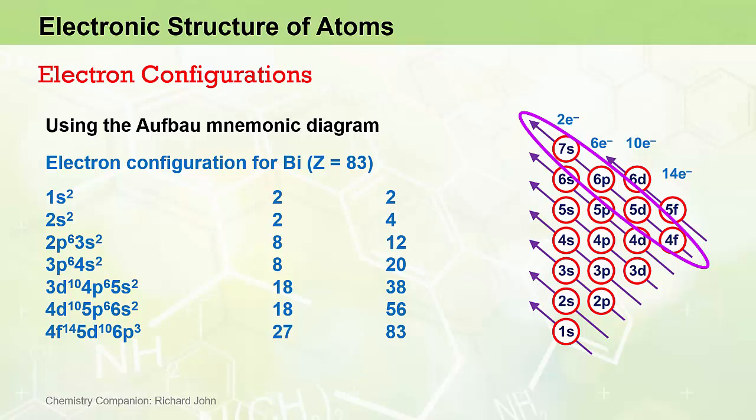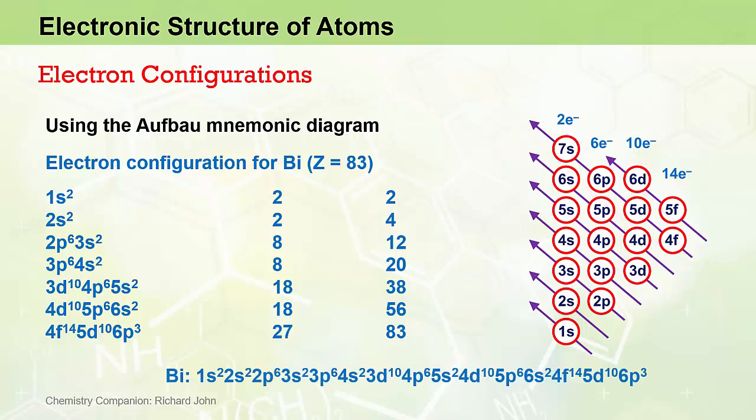To get the full electron configuration for bismuth, we simply string all of these individual configurations together to get 1s2, 2s2, 2p6, 3s2, 3p6, 4s2, 3d10, 4p6, 5s2, 4d10, 5p6, 6s2, 4f14, 5d10, 6p3.